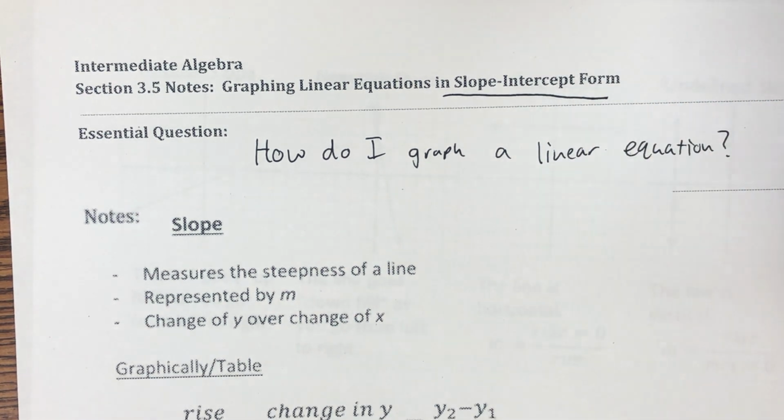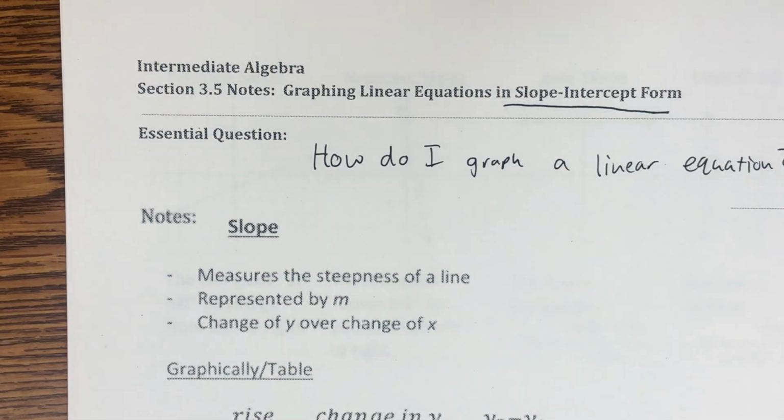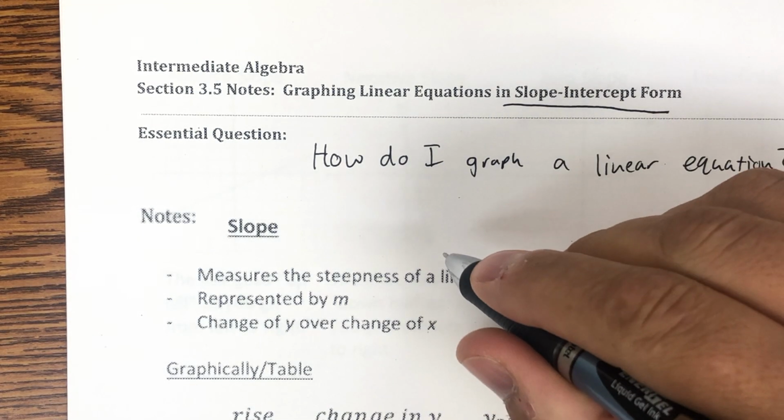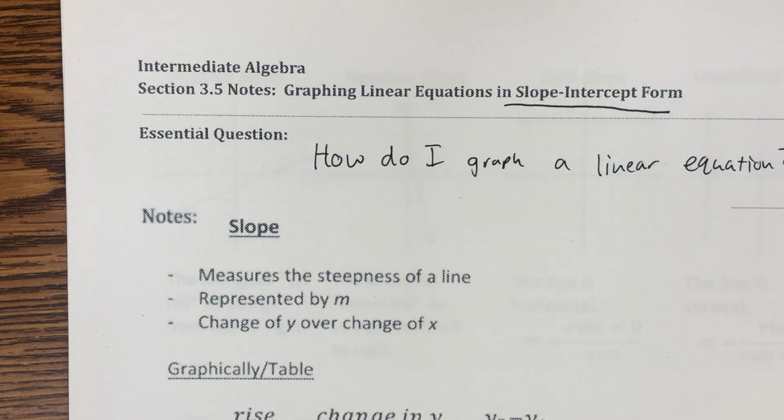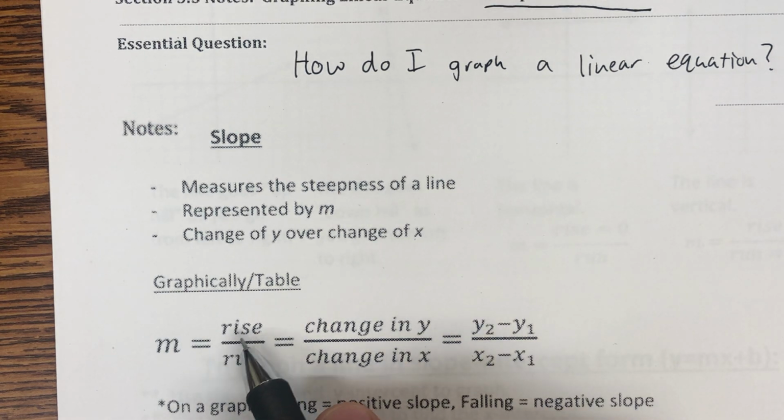But today we're just going to use a different method. So a couple key things that we have to first work on is slope. The first thing with a slope is, what is it? Slope measures how steep a line is. It's represented by the variable m, and it stands for the change in y over the change in x. So we're talking about the rise over the run.